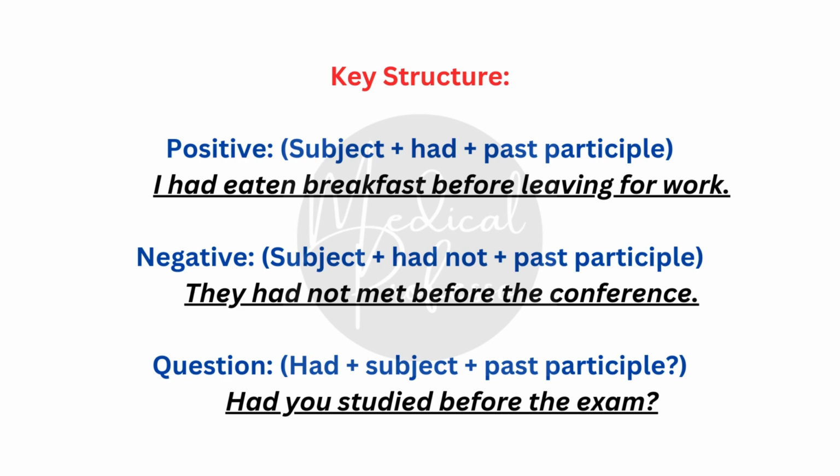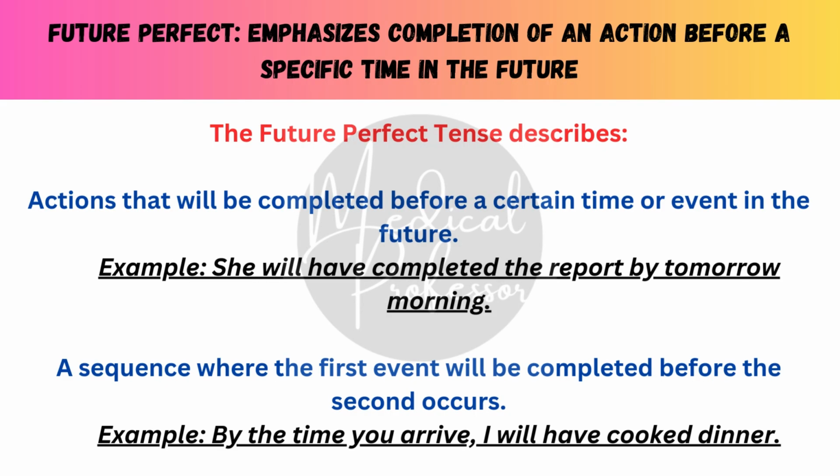Negative sentences, subject plus had not plus past participle. For example, they had not met before the conference. Question form, had plus subject plus past participle. For example, had you studied before the exam? Future perfect tense. The future perfect tense describes an action that will be completed before a certain time or event in the future. For example, she will have completed the report by tomorrow evening.